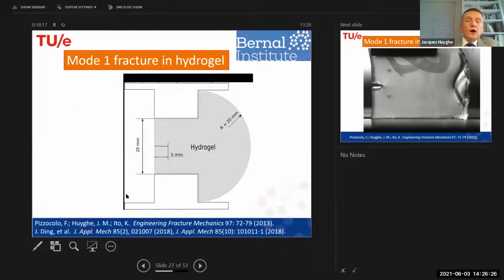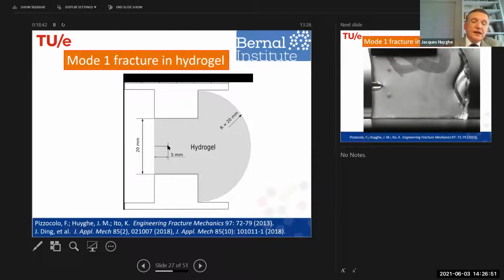Now, we are not only happy with swelling, as for gels, the gels inside the diaper, we need also fracture. So fracture in hydrogels is a complex thing, and we are going to try to simulate this using XFEM coupled to large deformations. Now, before I start on this, I will start with an experiment.